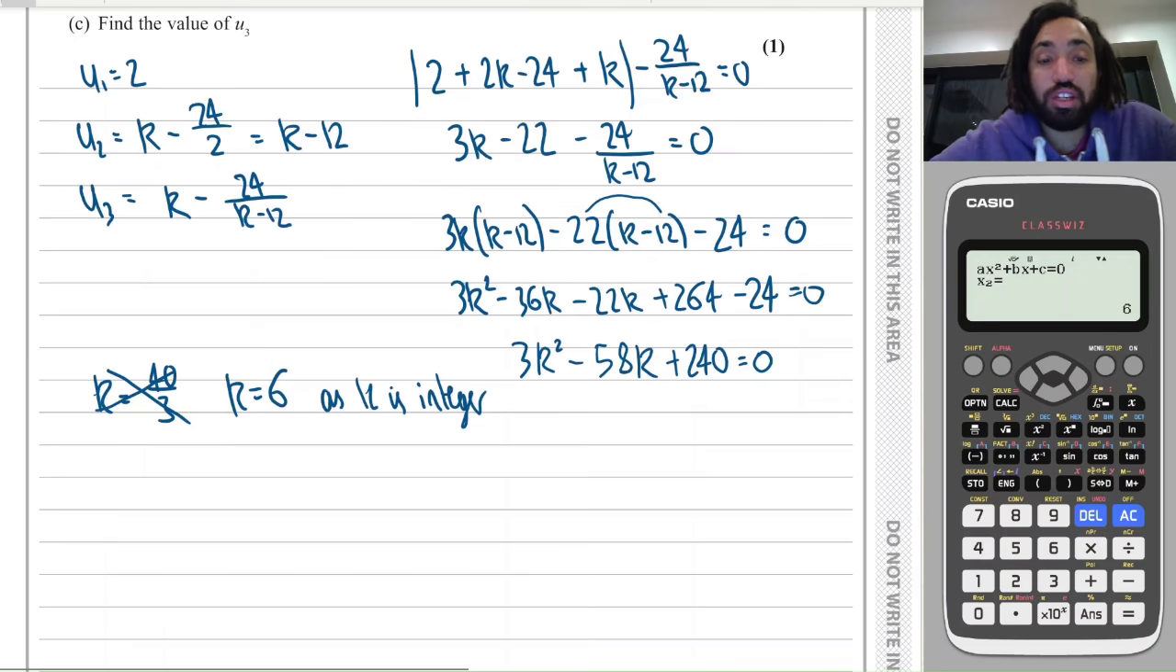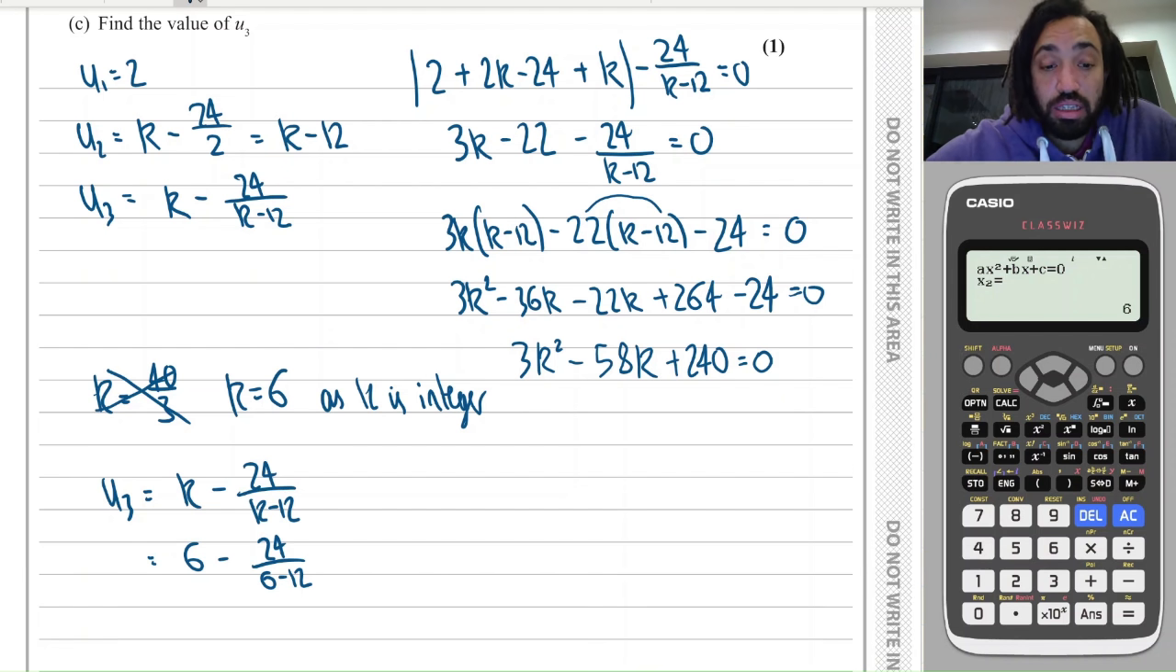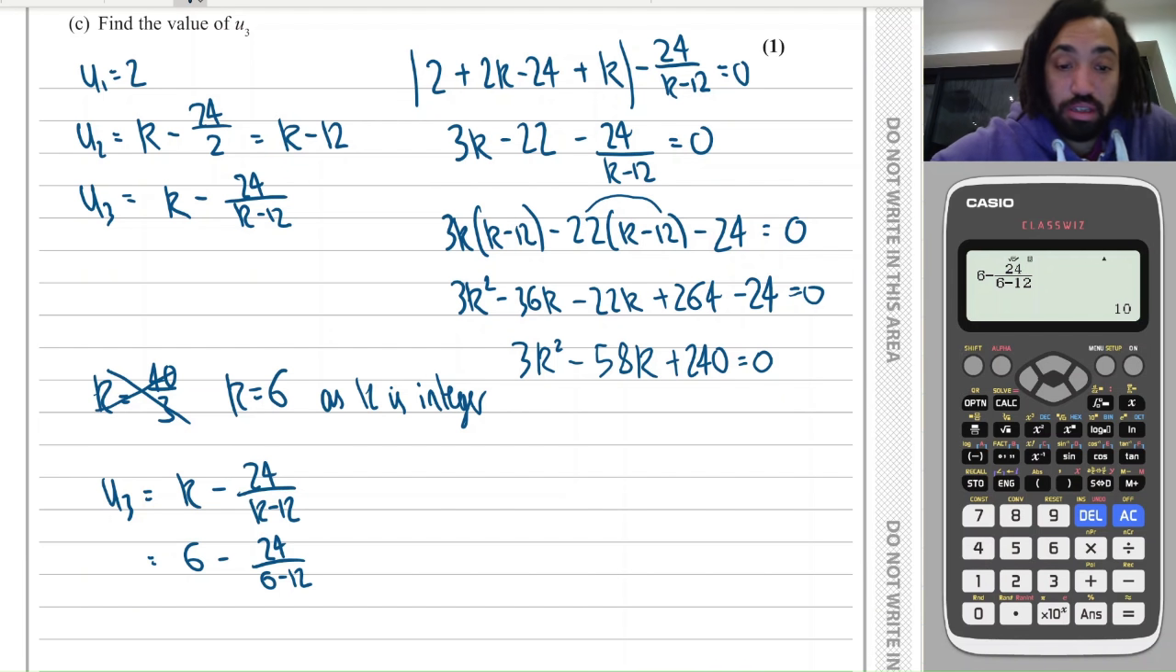And it says find the value of u3. Well, u3 we've already worked out was k minus 24 over k minus 12. If k is 6, then this is 6 minus 24 over 6 minus 12. That gives me 10.